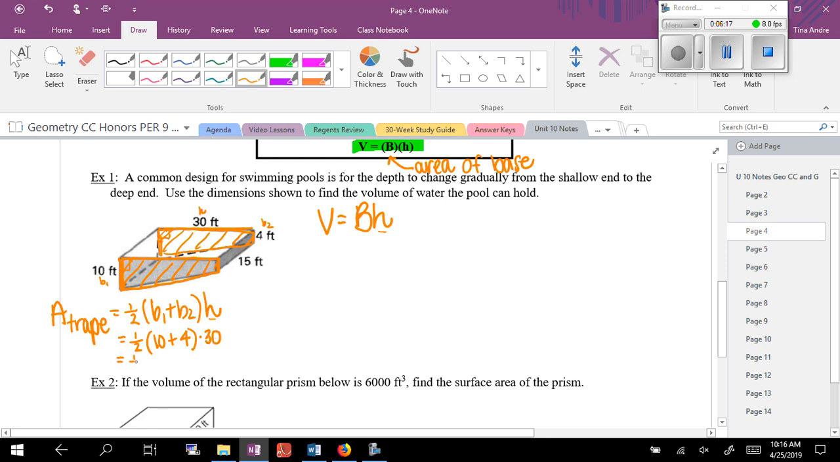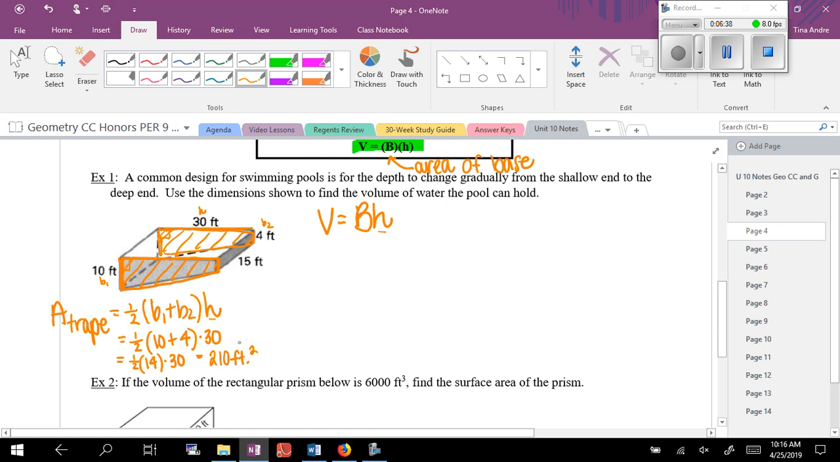So now I'm going to do 1/2 of 14 times 30. I'm just going to go ahead and type that right into my calculator, or you're really just doing 14 divided by 2, so 7 times 30. So that gives us 210. And notice that this is an area, so this would be feet squared.